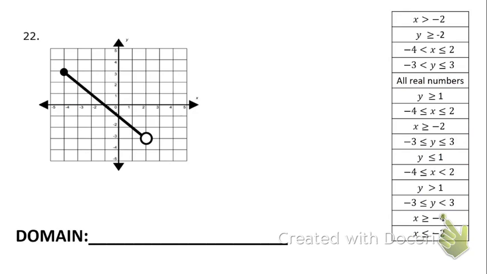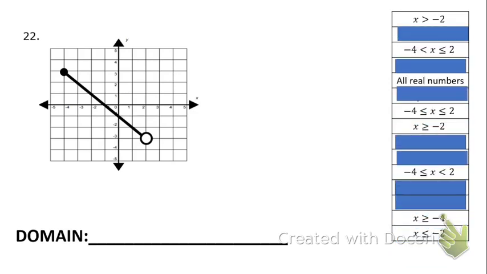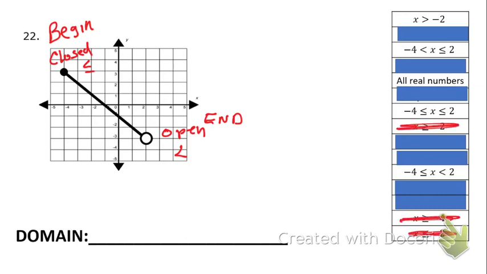Let's go on to number 22. We are doing domain, which is our x. So we can eliminate all the y answers. And then the next step is I need you to realize that this is closed and open. All right. This also means that it has a beginning and an end. So that means we can eliminate this answer, that answer, this one, and this one. And of course, all real numbers.